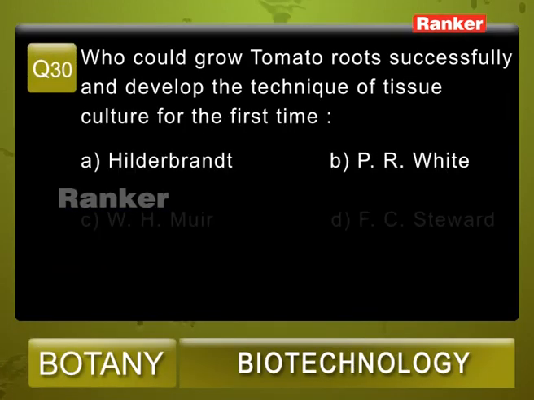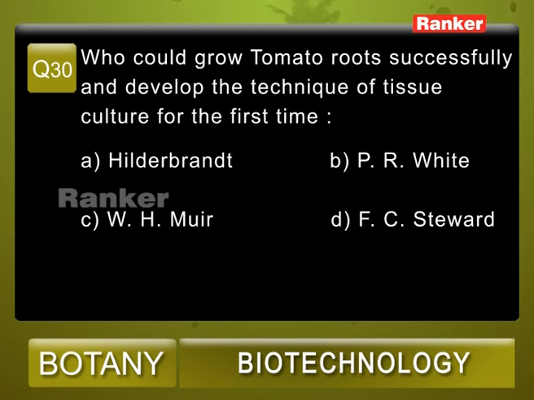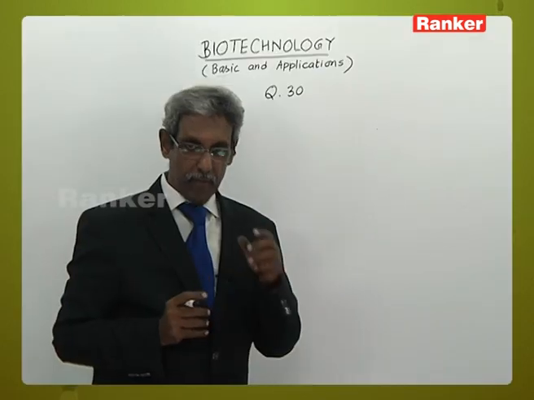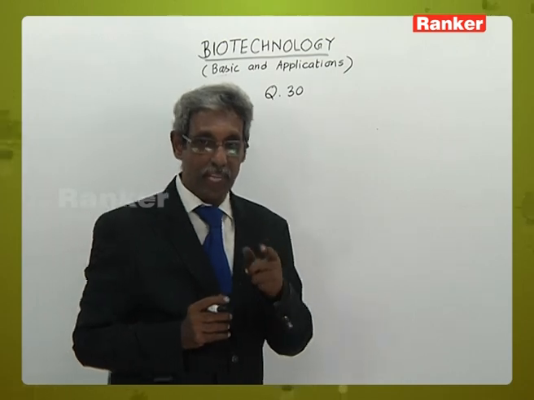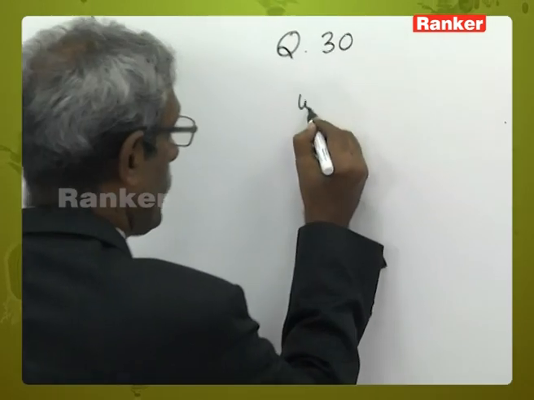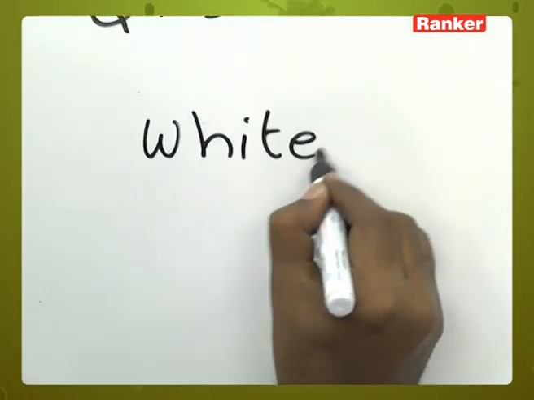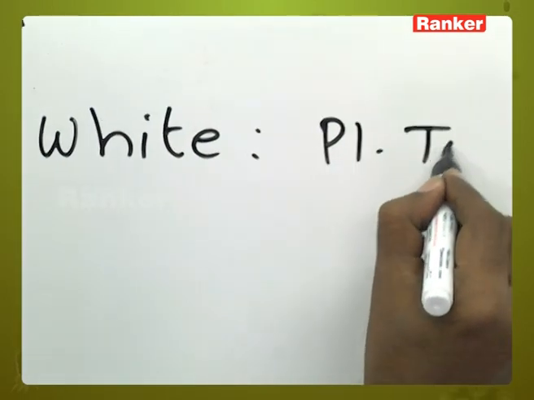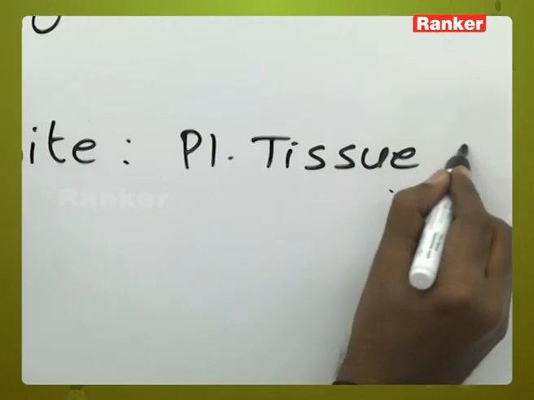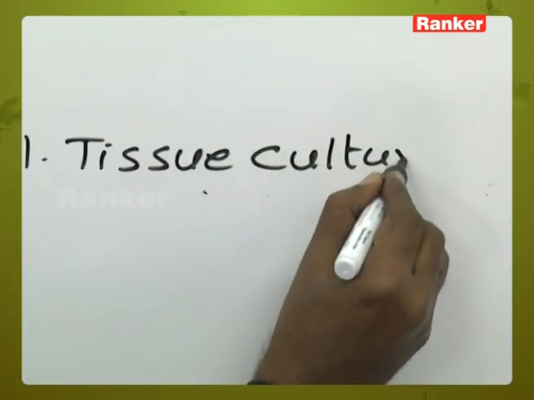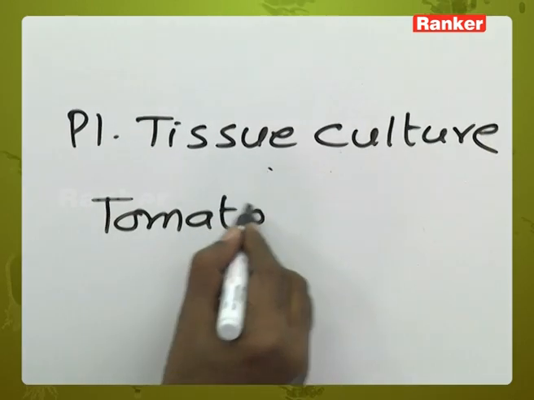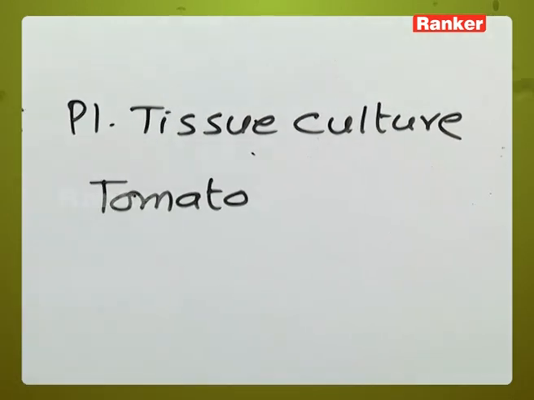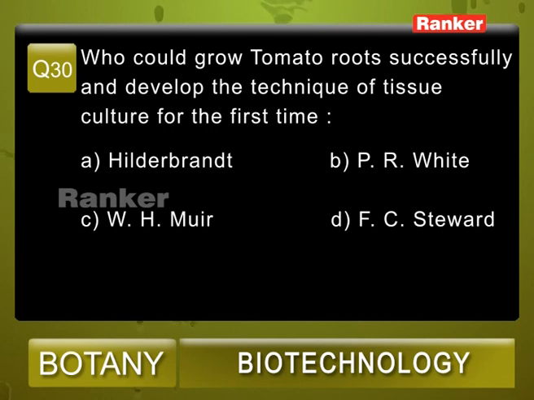Who could grow tomato roots successfully and develop the technique of tissue culture for the first time? So, for the first time, tissue culture with relation to roots in tomato has been studied by White. White is related to plant tissue culture, more so with relation to tomatoes. And the answer is B.